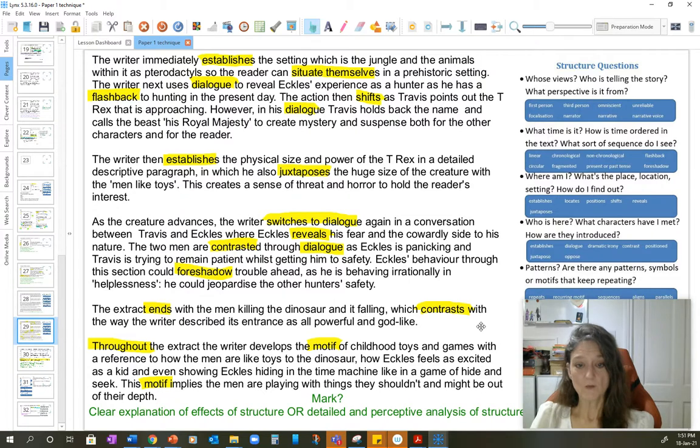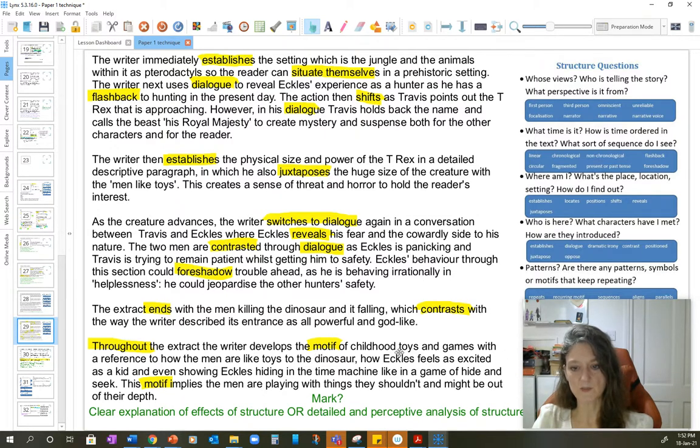Okay, then we've got this paragraph here, which I'd say almost goes back to a level 2 answer. It was a bit of wasted words in the end. I suppose the contrast with its entrance as all powerful and godlike could shift it up to clear, but not really. But then at the end, I think I really nail a nice perceptive point here.